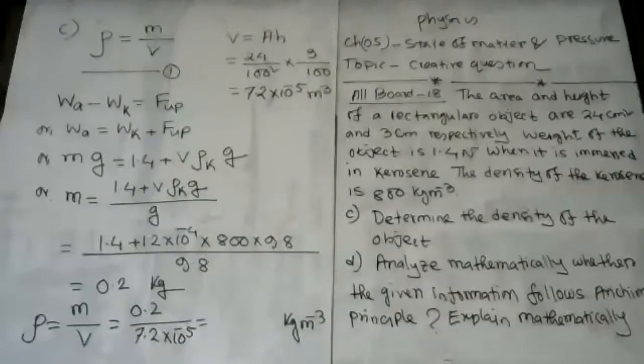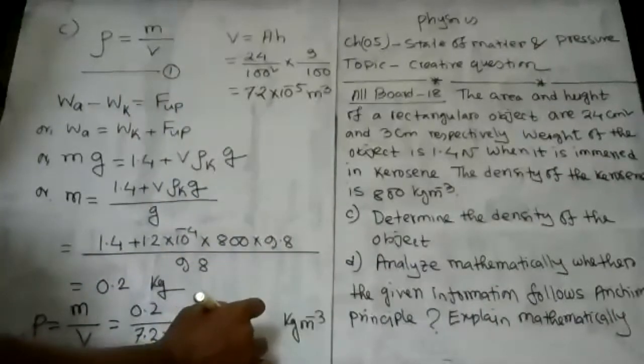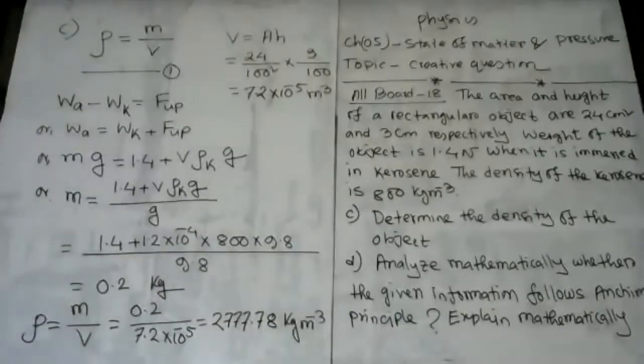So 2777.78 kg per meter cube. Okay, is it correct, my dear student? Yes, sir. Now it is correct. All of you, now it is correct. Please recheck it. Okay, and I think this one is the correct answer. I think so, but make sure that it is correct. All of you take calculator and recheck this calculation.